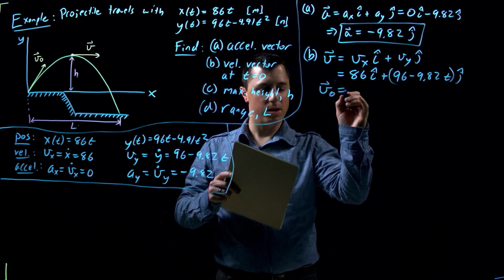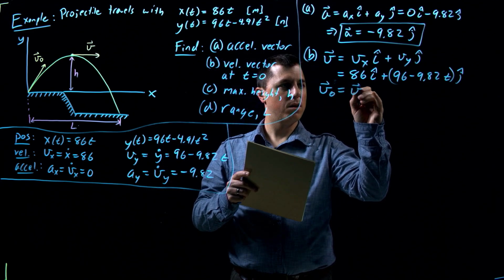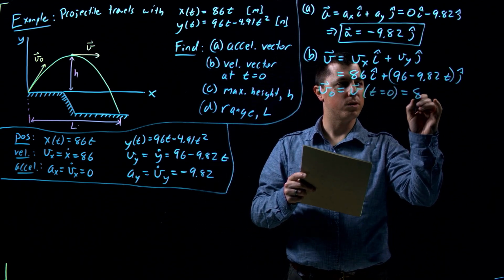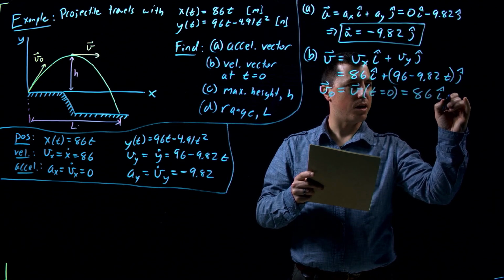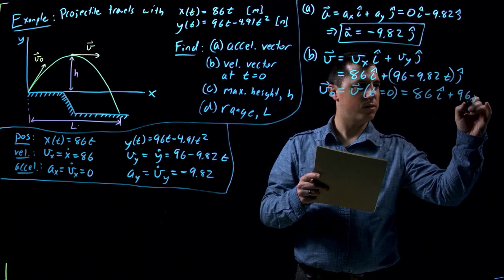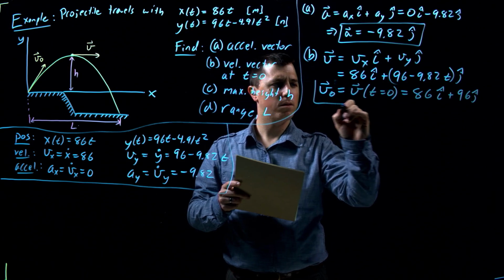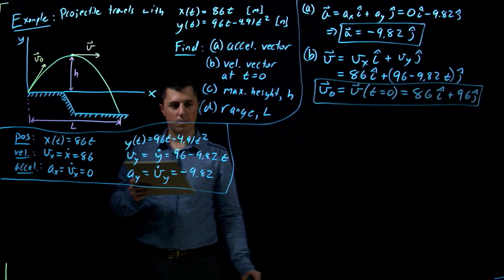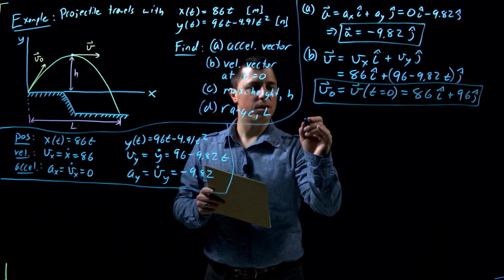So v naught is the velocity vector at time 0. Evaluating it at time 0, we just get 86 i hat plus 96 j hat. Great. Okay, max height is the next part.